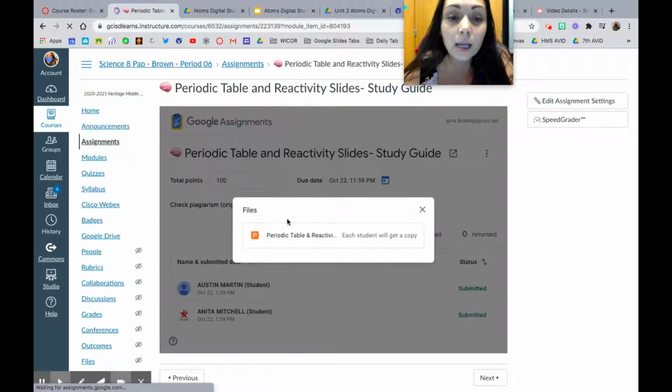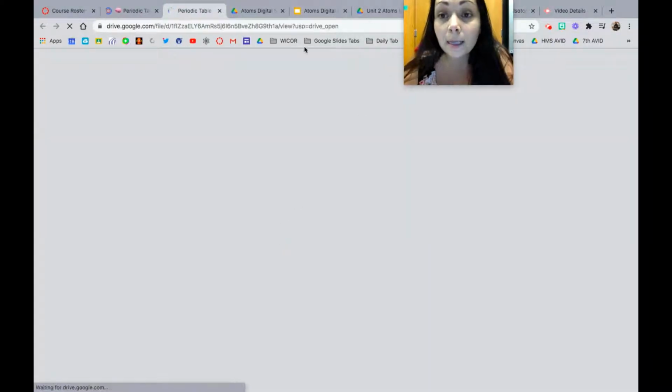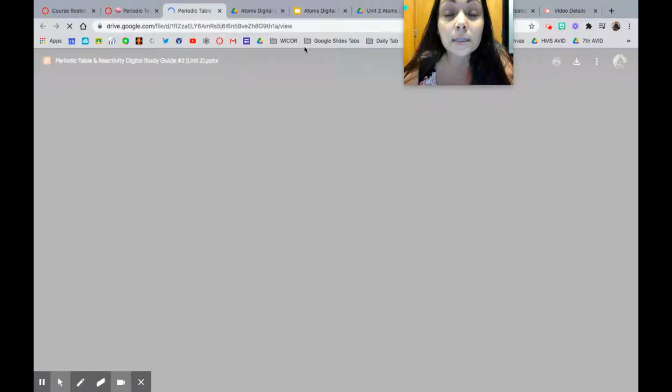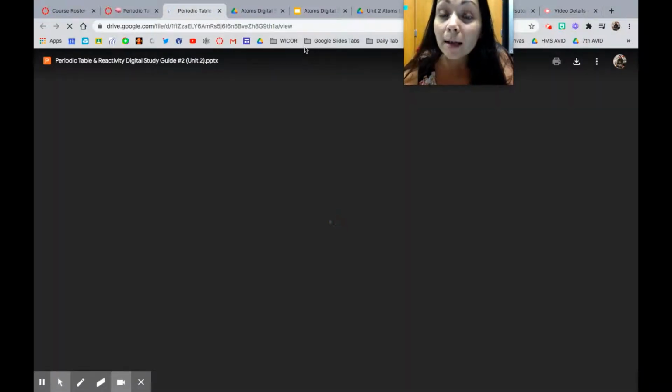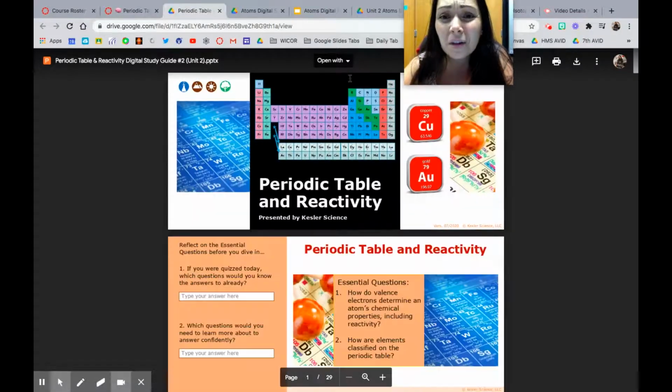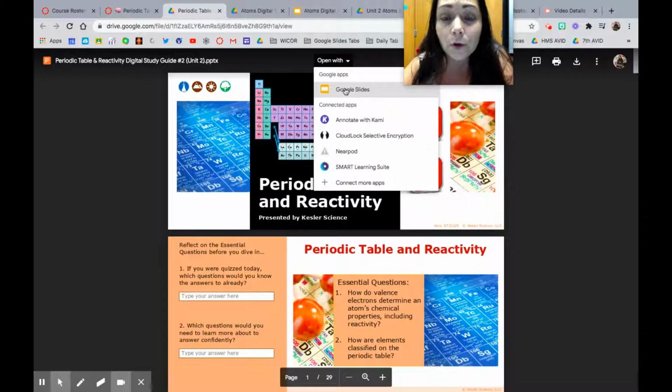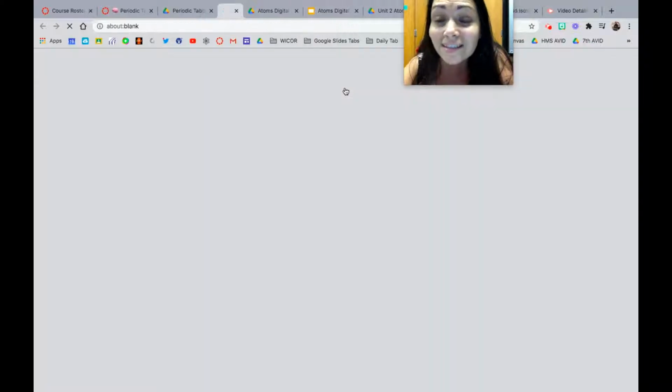You're going to click open this, and you're going to click open this, and then you're going to hit open in Google Slides. That way you're able to type into it, and then you're able to go back into your Google Drive, and you're able to access it, and you're able to fix it and change it, which is pretty cool. And then not only that, y'all, you can have it as a resource to study for your test, not quiz, test.